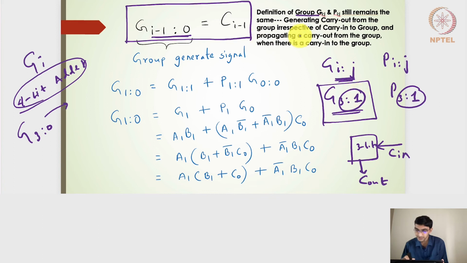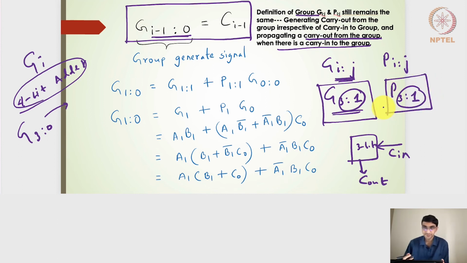Similarly, the propagate signal definition still remains the same: propagating a carry out from the group when there is a carry input to the group. If the C input here is 1 and this C input is propagated to the C output, we can say that the propagate 3 to 1 is 1. This is the group-wise definition of the generate and propagate signals.